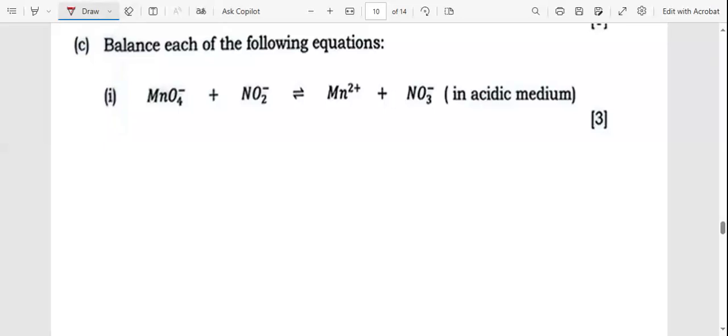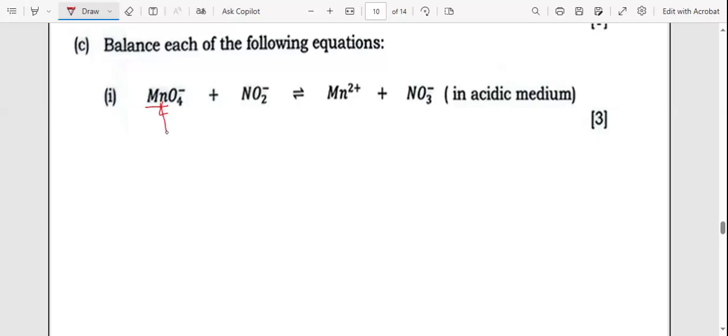So this one is a very long one, but I'll do it very fast. Balance each of the following equations. First we need to know whether we need to break into half reactions. First of all, you need to tell whether this is oxidation or reduction. So I'll check, the way I'm moving the arrow, whether it will be oxidation or reduction. It's showing positive 2 here.